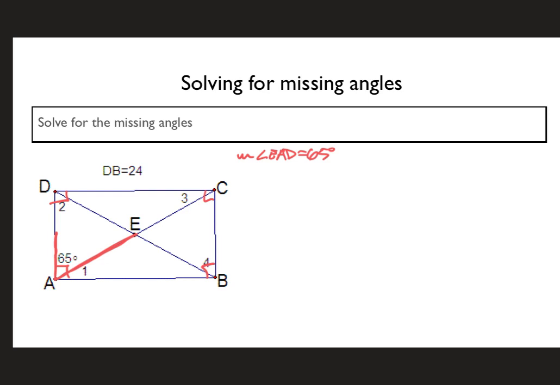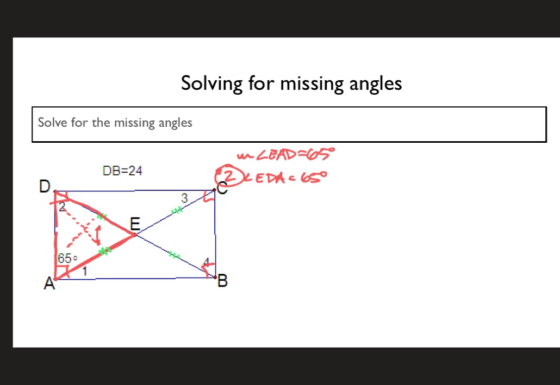What we know about the diagonals in a rectangle is they're congruent, and they bisect each other. So if they're congruent and they bisect each other, that means each of the bisected parts is congruent. Okay, so I have angle EDA is also 65. That's number 2, right? Because if these two segments here, these two legs, are congruent, that means I have an isosceles triangle. And the angles opposite the congruent legs are going to be congruent. So it means EAD equals EDA.